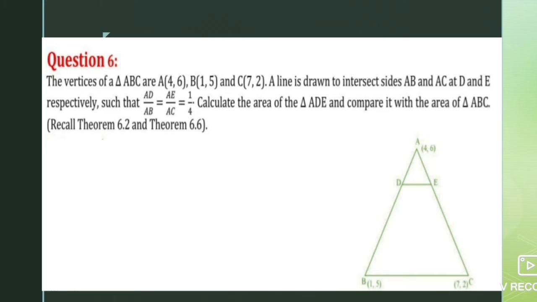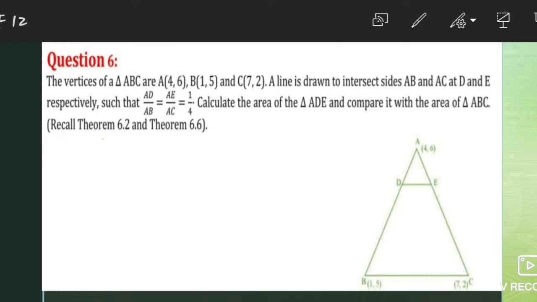Here is question number 6. The vertices of triangle ABC are A (4, 6), B (1, 5), C (7, 2). A line is drawn to intersect the sides AB and AC at D and E respectively, such that AD by AB is equal to AE by AC is equal to 1 by 4. You have to calculate the area of ADE and compare it with the area of ABC.